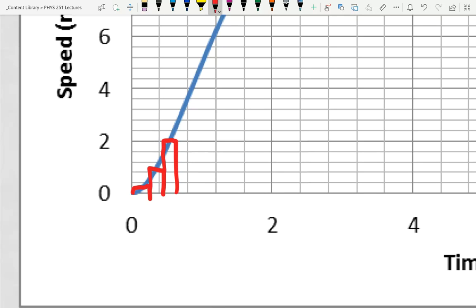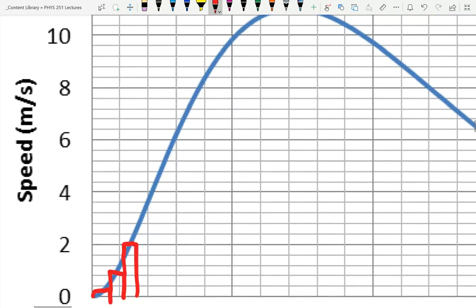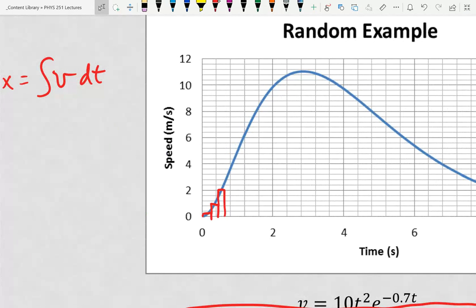But since an integral is the function, which the vertical part should be your function, multiplied by whatever small amount is on the horizontal axis, then the area of each one of these little boxes is a height times a little width. And you add them all up and you get the full integral. So the area under this curve is the distance traveled.